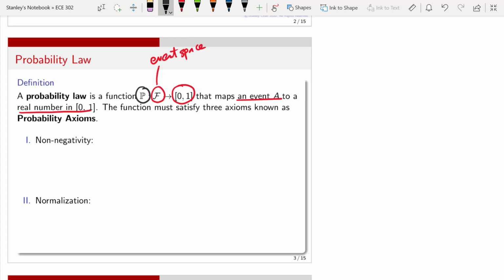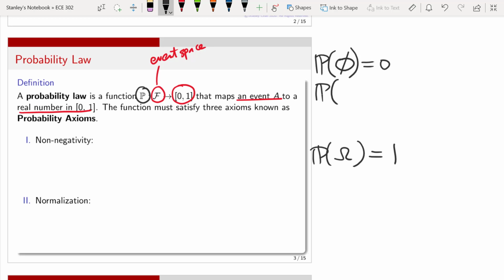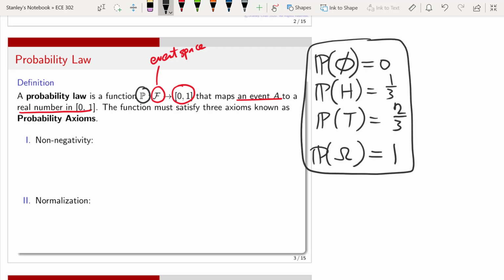Now, as you can recall, there are a couple of things we want the probability law to satisfy. One is that if you apply the probability to something that's empty, you want it to be 0. And if you apply the probability to the whole sample space, it has to be 1. And then if you recall, we have the example of getting a head. If you have 1/3 here, then the probability of getting a tail should be 2/3. So we argued that this set of assignments makes a lot of sense in real situations. And so you can see what these three axioms are about.